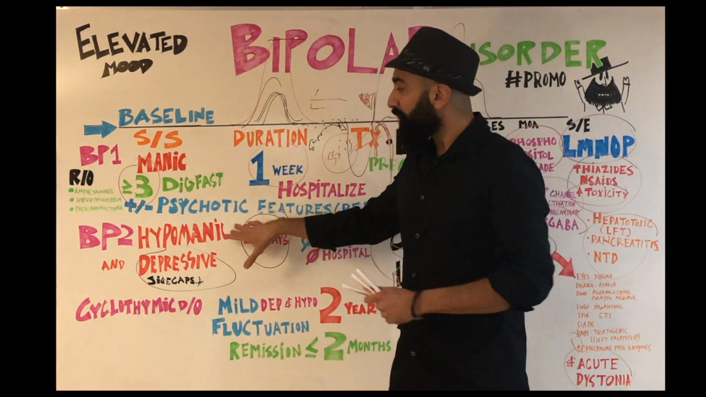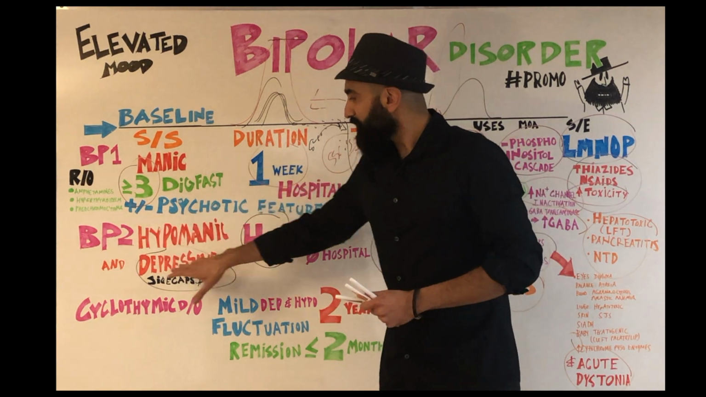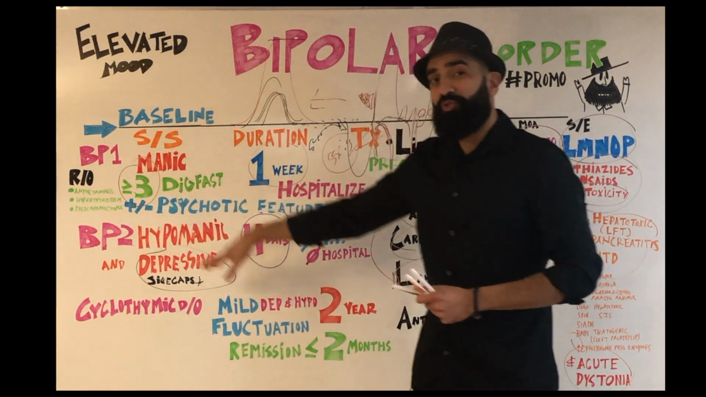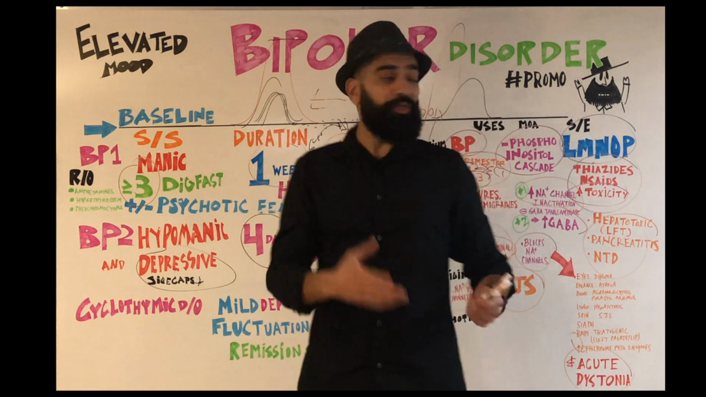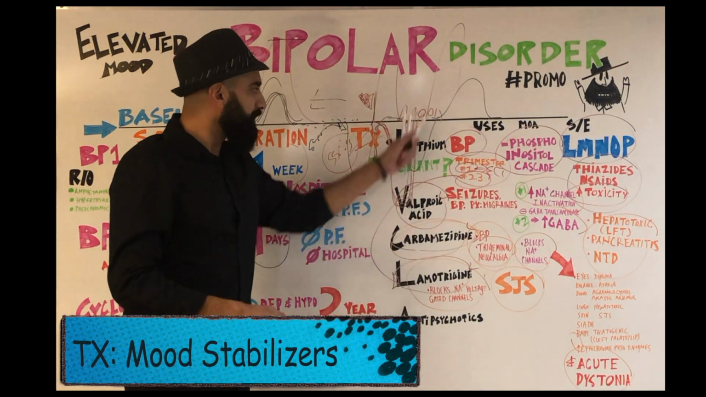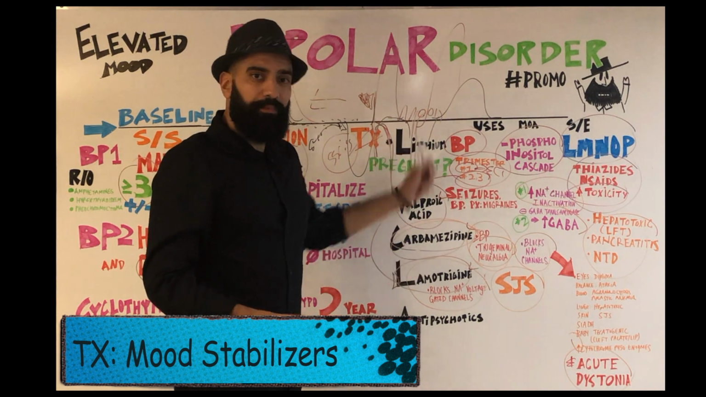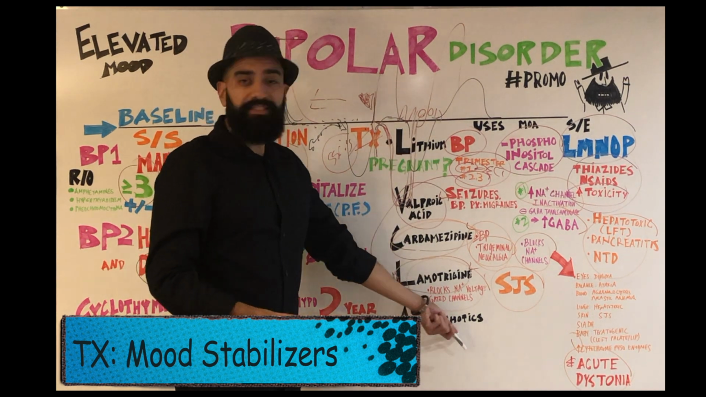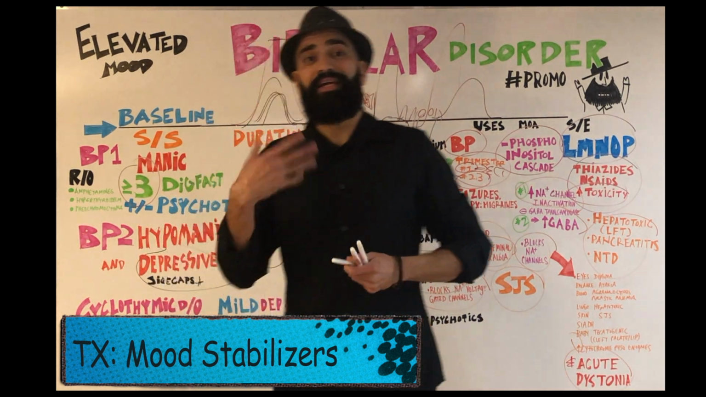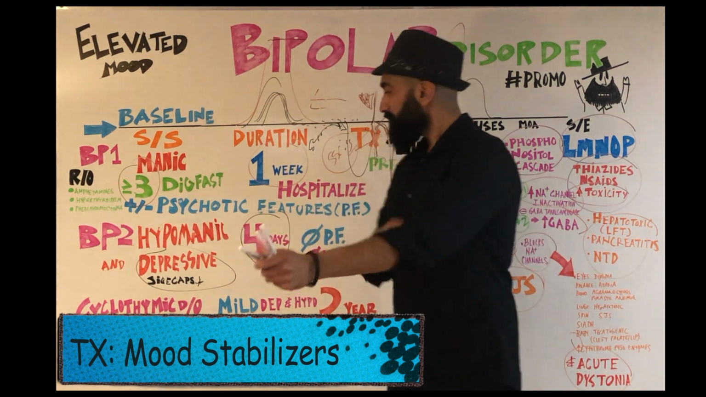Again, remember, you're not gonna have to hospitalize someone who has bipolar 2 disorder. Okay, and then what is the treatment? You can use any of these things again. Basically, you're gonna focus on your mood stabilizers. You're not gonna need to go for the antipsychotics because the person doesn't have any psychotic features.